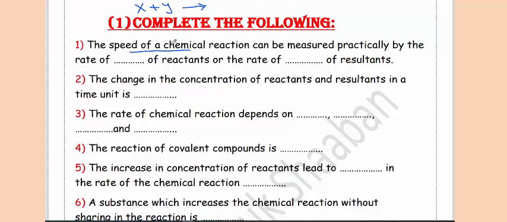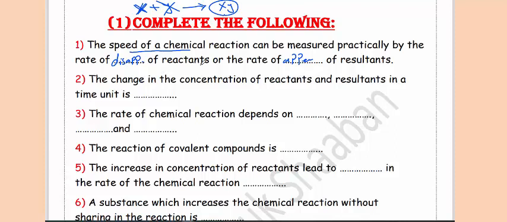عشان كده بنقول إن speed of chemical reaction بنقدر نعملها measured بحاجتين، يا إما إن يحصل disappearance للreactants بتاعتي، أو إن يحصل appearance للresultants بتاعتي، إن أنا أبدأ أشوف compound جديد، ده معناه إن حصل reaction. يبقى the speed of chemical reaction can be measured by disappearance of reactants or appearance of resultants.